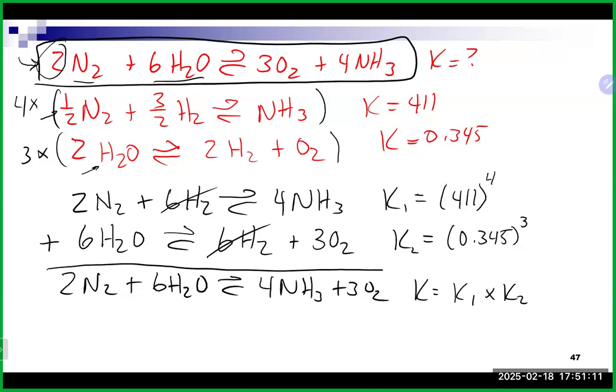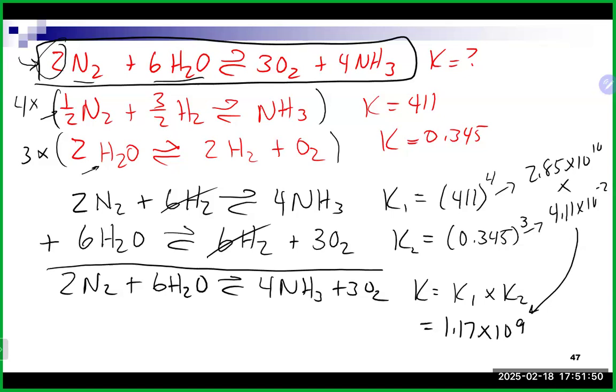times 0.345 to the 3rd power. So that is going to get me here. I will go with 1.17 times 10 to the 9. And again, individually, we're looking at something like 2.85 times 10 to the 10, and maybe 4.11 times 10 to the minus 2. Once again, we're going to multiply those to get down to that number. Any questions on that there?